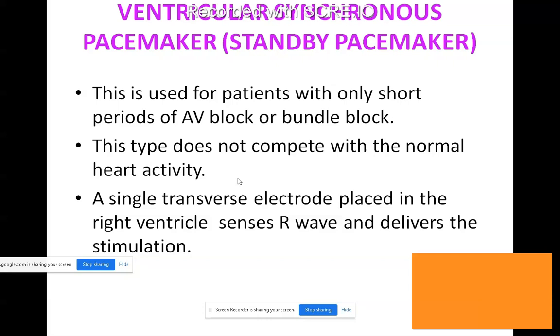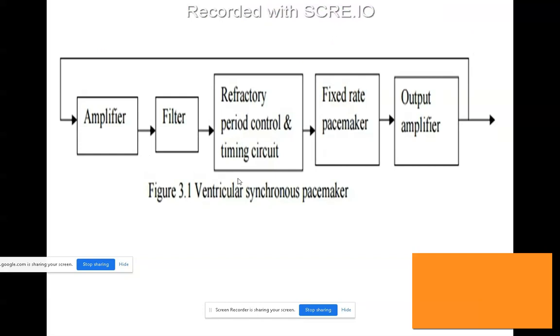So that R wave will be sensed by the electrode which is present in your ventricular synchronous pacemaker. Okay, so here it is going to be stimulated by the pacemaker. So this is the block diagram of the ventricular synchronous pacemaker.